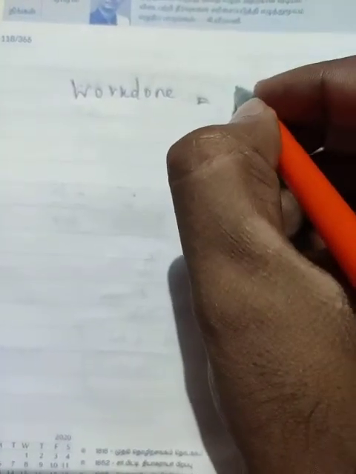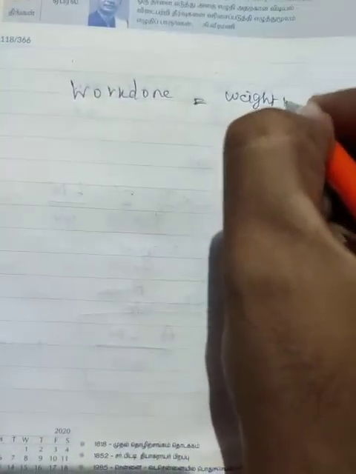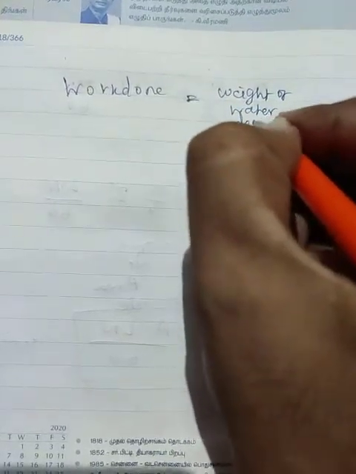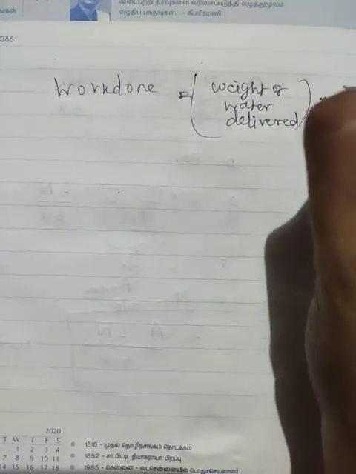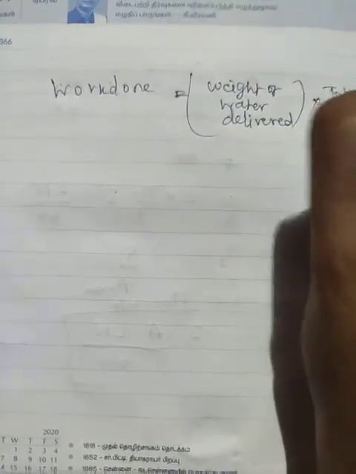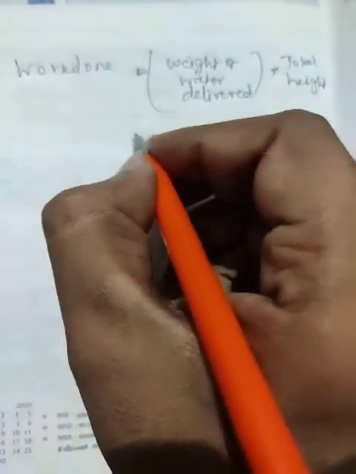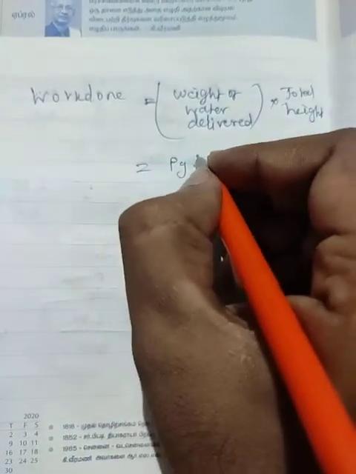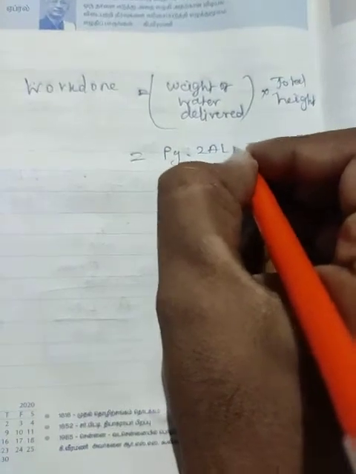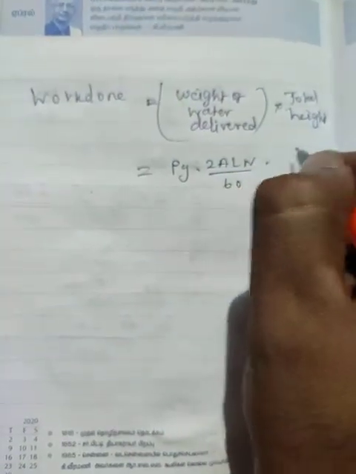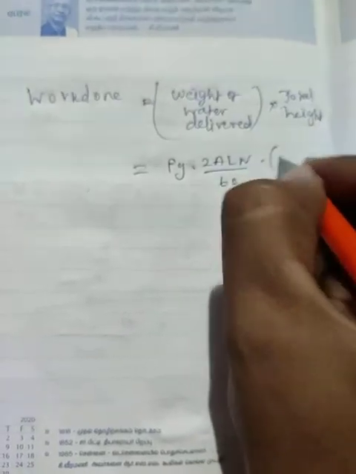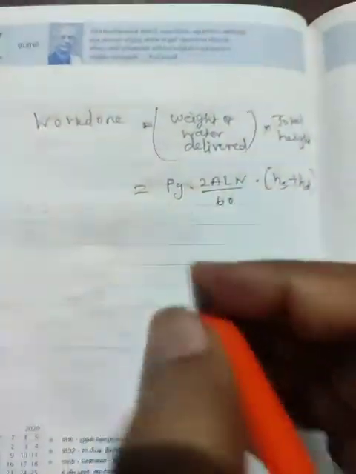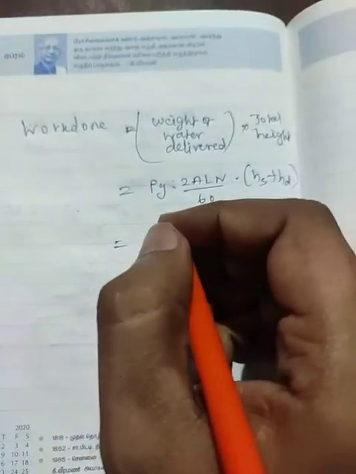In the next section, we have to calculate the work done of the double acting reciprocating pump. So work done is nothing but force into distance traveled. Force is often termed as weight. So what is the weight of the fluid lifted and what is the distance it is lifted? By multiplying both terms, we can calculate the work done by the reciprocating pump. So what is the weight of the water delivered? In the previous equation we know the volume of water delivered, that is 2ALN divided by 60. By multiplying with rho g, we can calculate the weight of the water delivered per second.